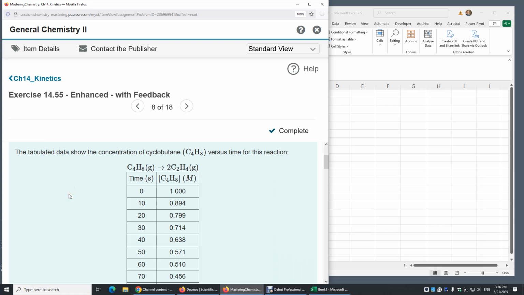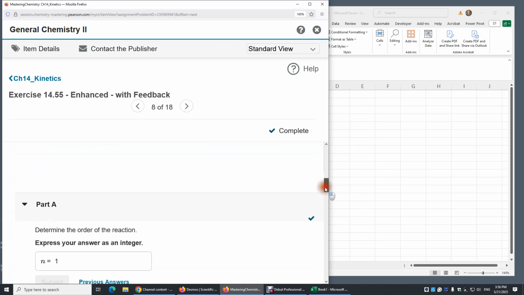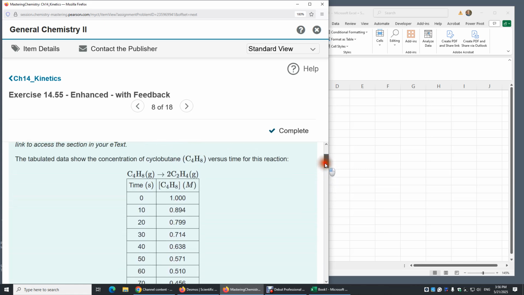Chapter 14, Kinetics. Exercise 14.55. The tabulated data show the concentration of cyclobutane, C4H8, versus time for this reaction. Part A. Determine the order of the reaction.